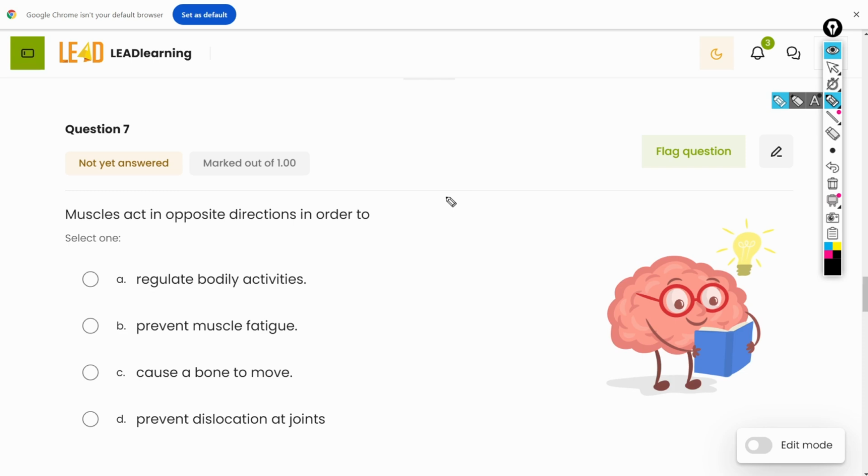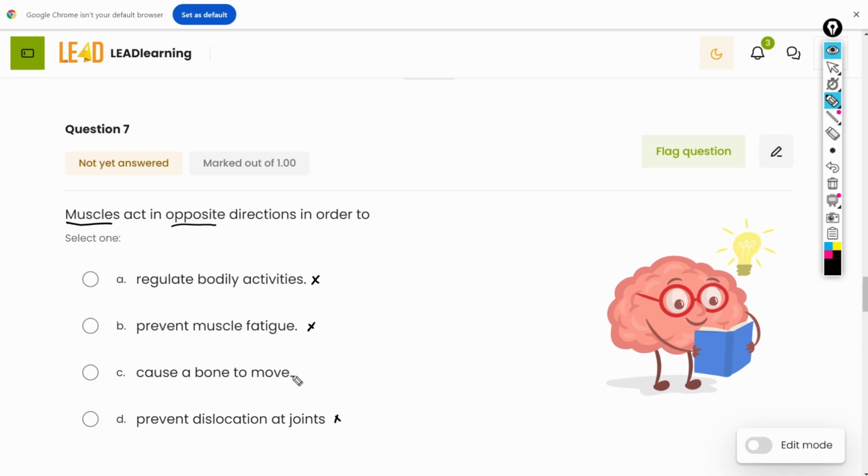Question 7. Muscles act in opposite directions in order to A. Regulate bodily activities. No. B. Prevent muscle fatigue. No. C. Cause a bone to move. And D. Prevent dislocation of a joint.